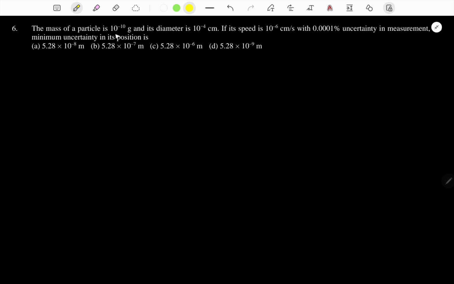The mass of a particle is 10 power 10 grams, very small, and the diameter is 10 power minus 4 centimeter. If the speed is 10 power minus 6 centimeter per second with 0.0001% uncertainty in measurement, what is the minimum uncertainty in its position?